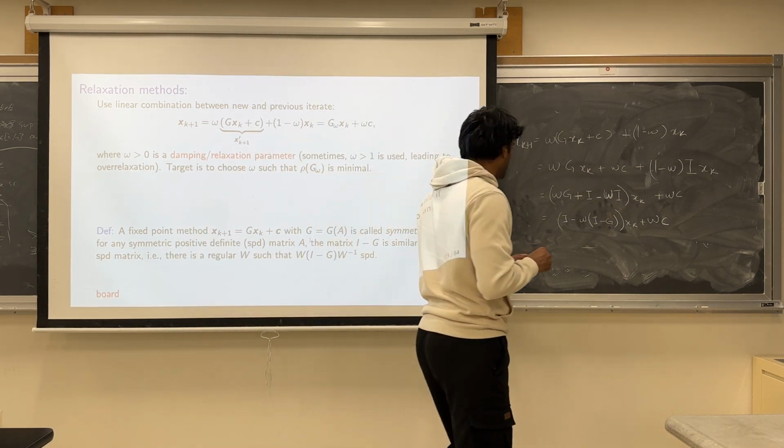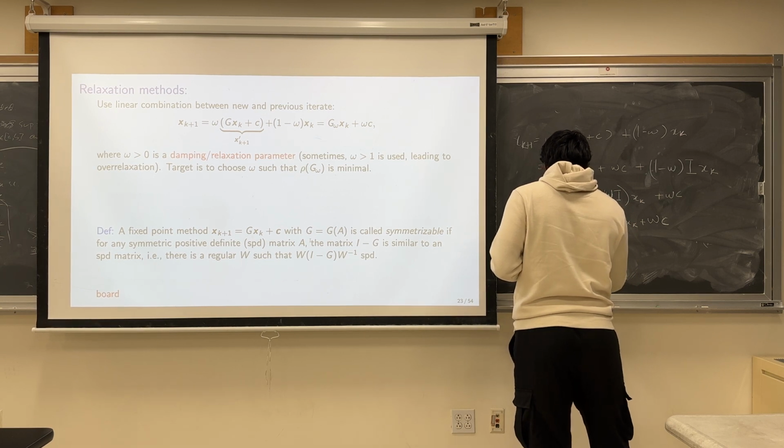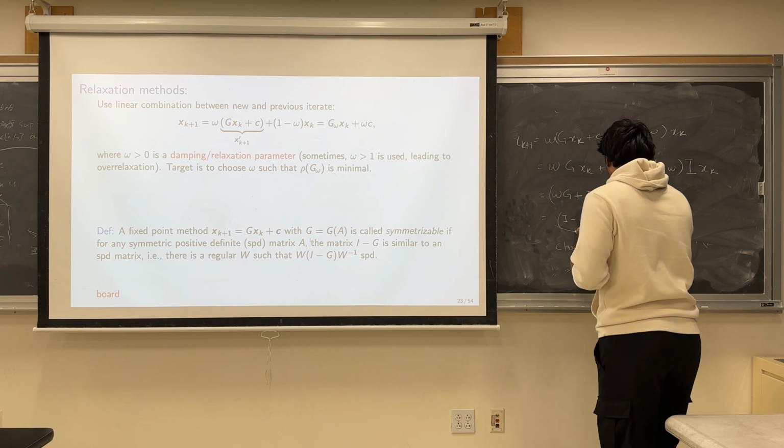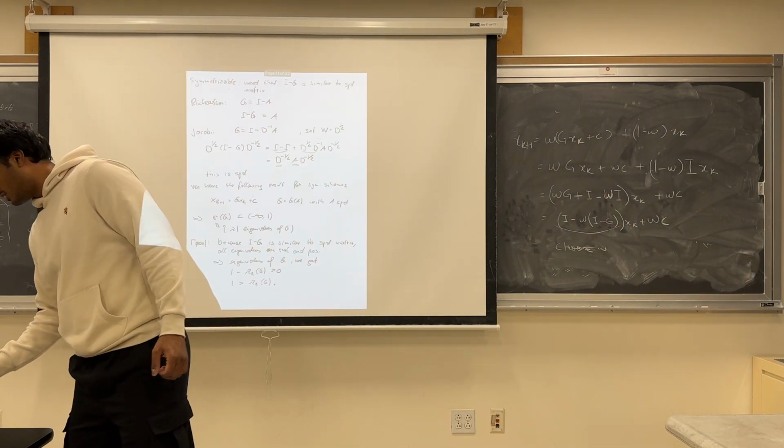How should I choose omega? Okay, so now the point is to choose omega such that the rho of this is minimal. Let's see. What's next here?